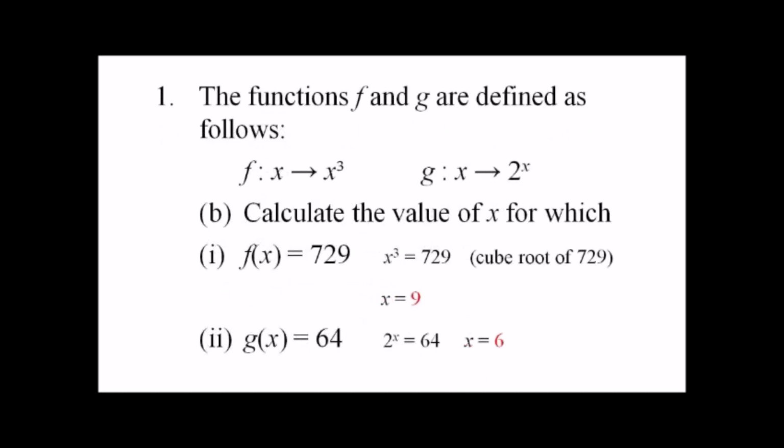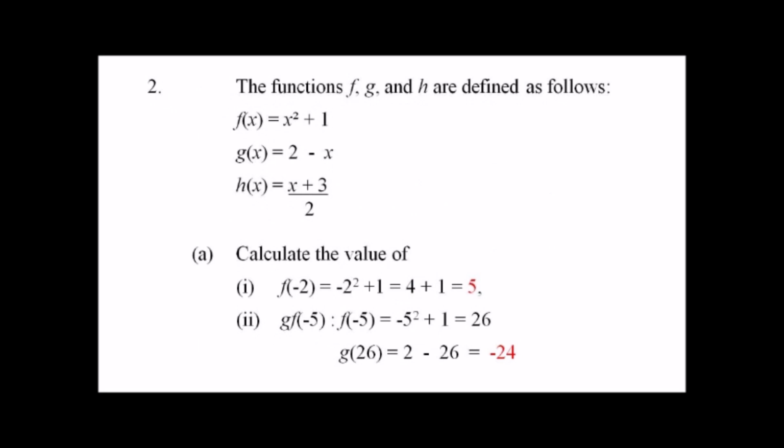And we move on to B. For f of x equal to 729, it means x cubed is 729. You can use a calculator for the cube root. That would be 9. And then for g of x equal to 64, 2 to the power x is 64. Trial and error, work it out. So put 2 to the 2, 2 to the 3, 2 to the 4, 2 to the 5, 2 to the 6 would be the answer. So x is 6. 2 to the power 6 is 64, guys.